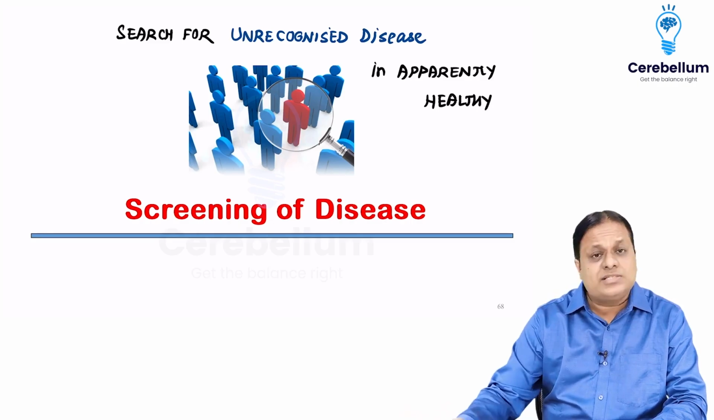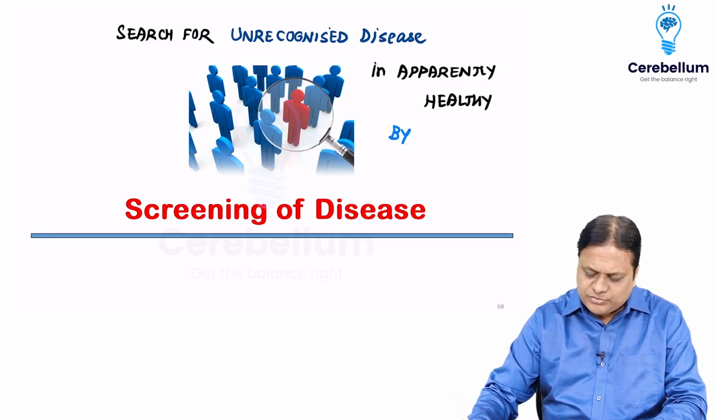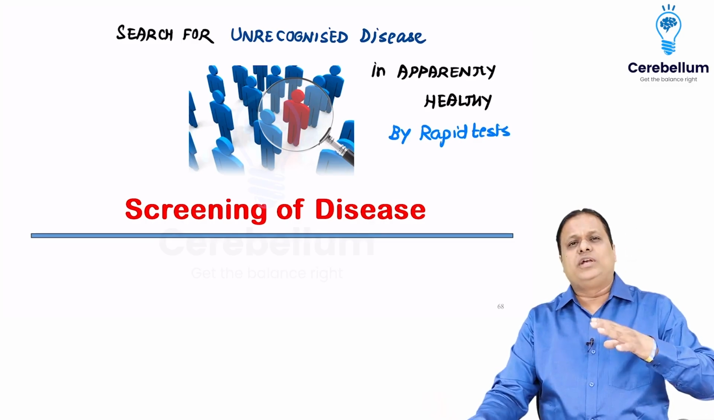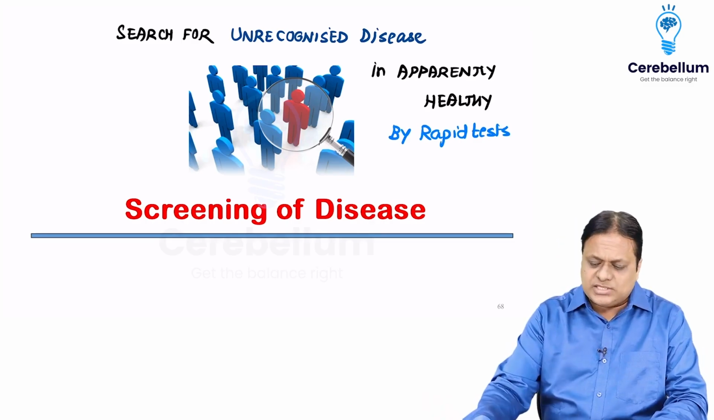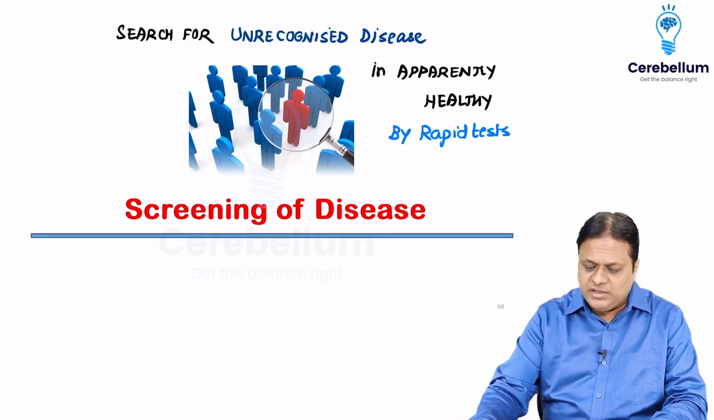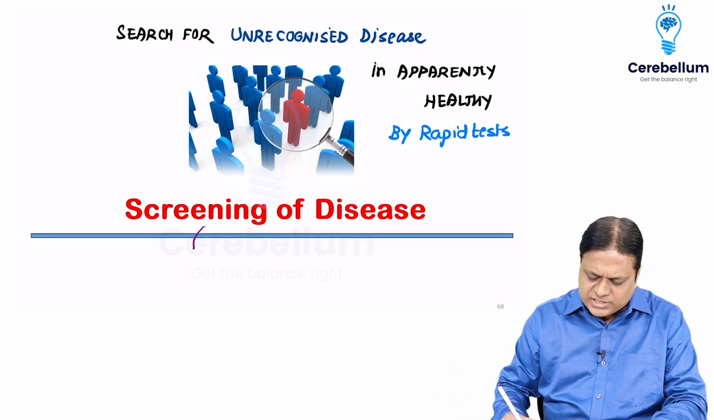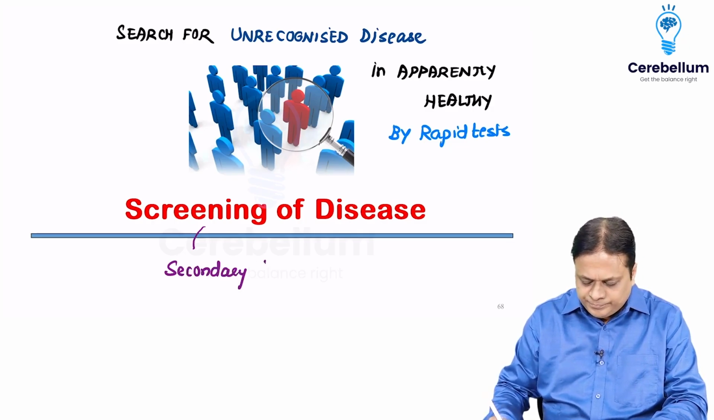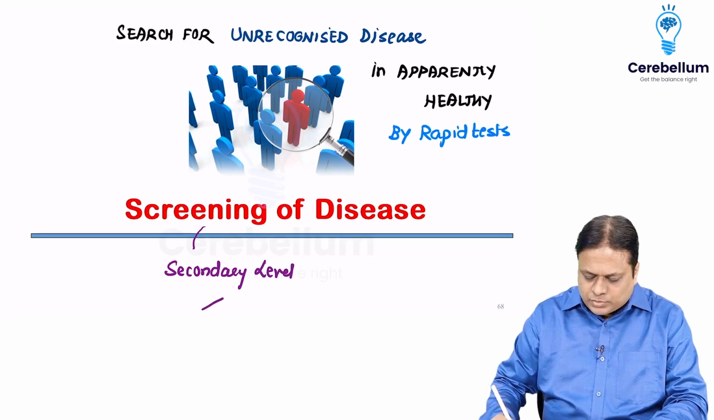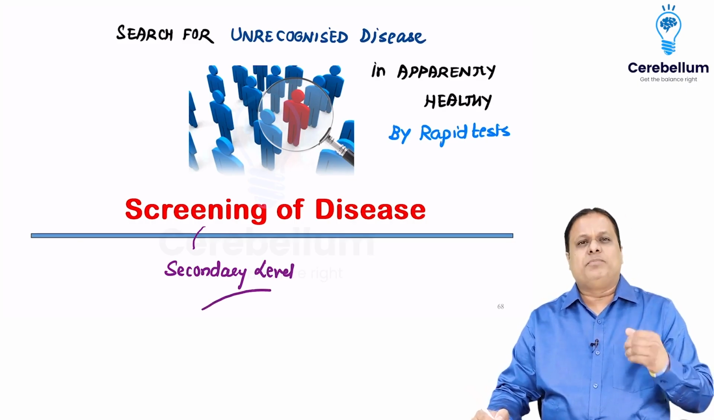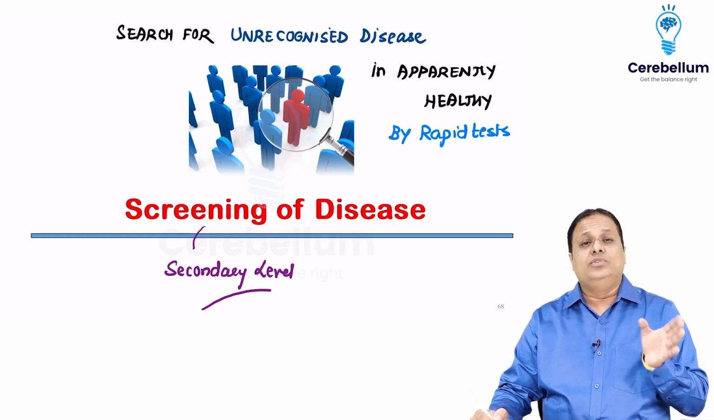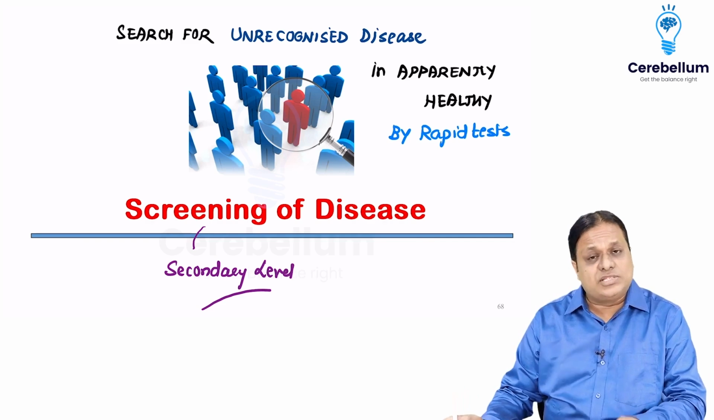And how do we do this? This is by means of rapidly applied test. Now look carefully, you are trying to detect the disease. So this is which level of prevention? Very right, screening of disease is secondary level of prevention. So on apparently healthy people, we apply screening test. It's not always accurate, but those who come positive will be subjected to diagnostic test now.